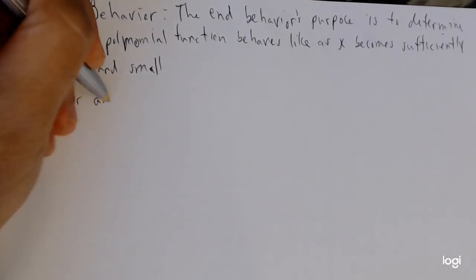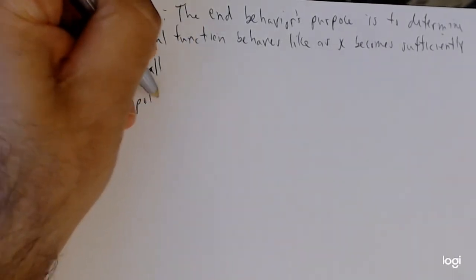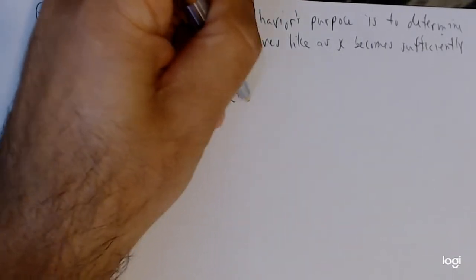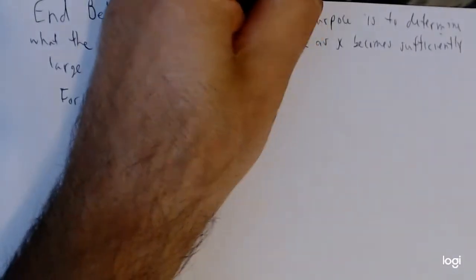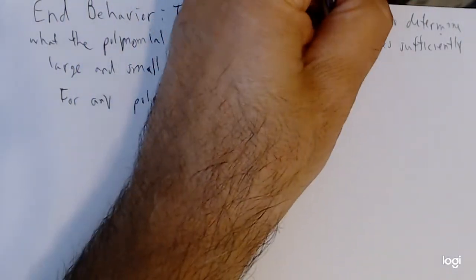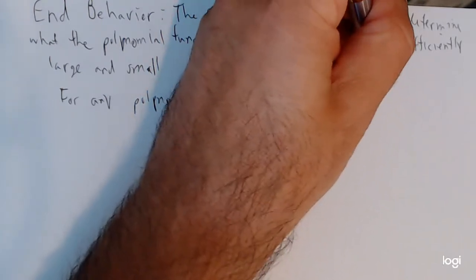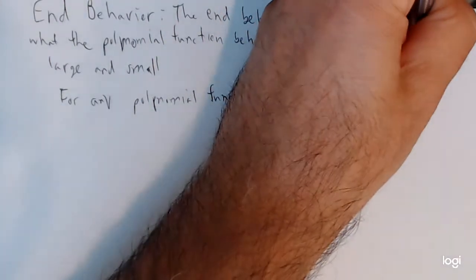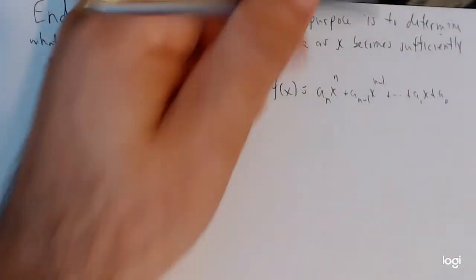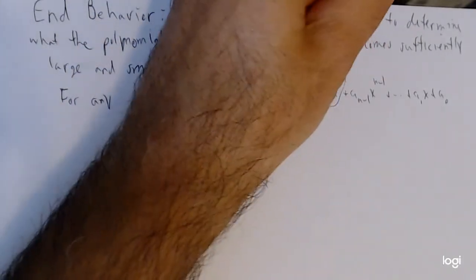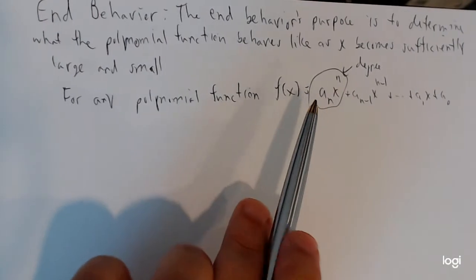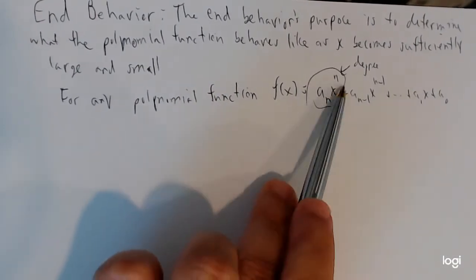For any polynomial function f of x equals a sub n x to the n plus a sub n minus 1 x to the n minus 1, all the way to a sub 1 x plus a sub 0, we care about the leading term, and we focus on the degree, actually. So for the end behavior, only focus on the leading term and the degree of the leading term.